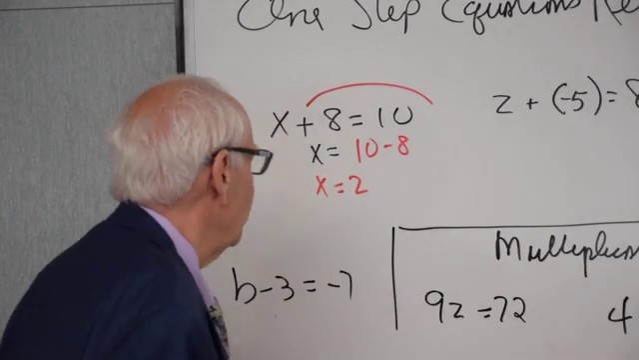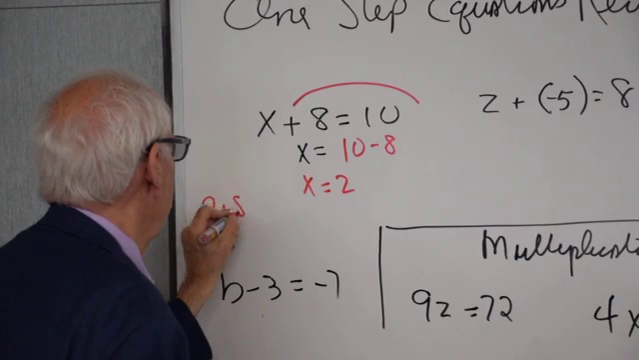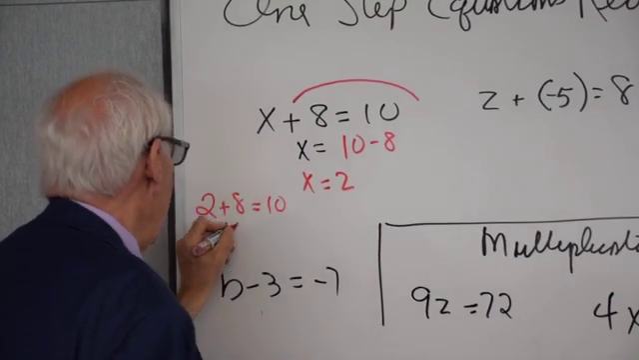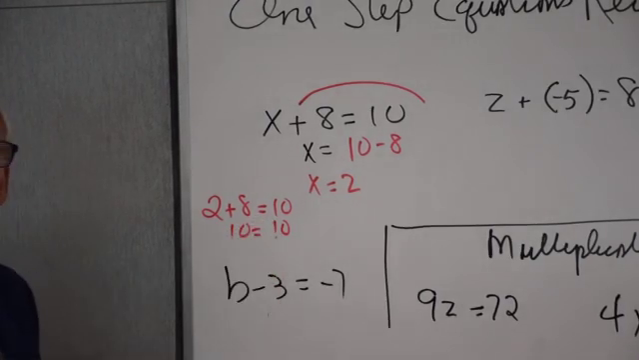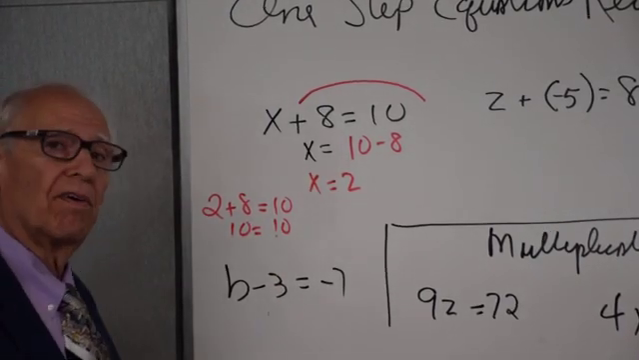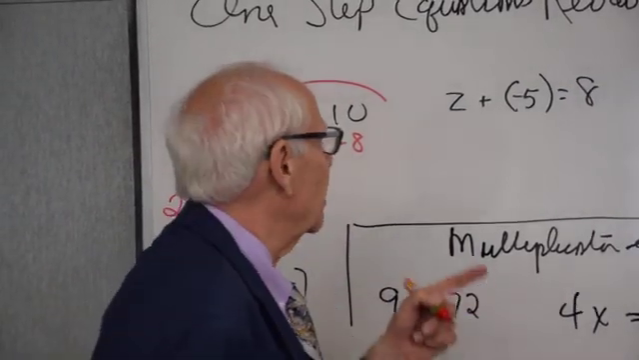Let's see if that's right. If x equals 2, is 2 plus 8 equal to 10? Hey, 10 equals 10. That means both sides of the equation are true. So you've done very well. Let's try this. This is tricky. This is really tricky. Look at this.